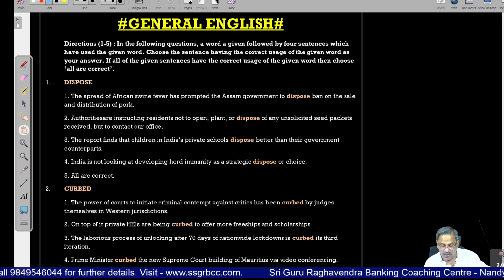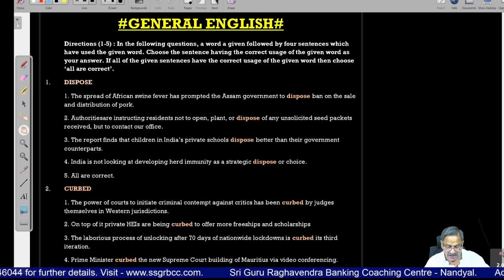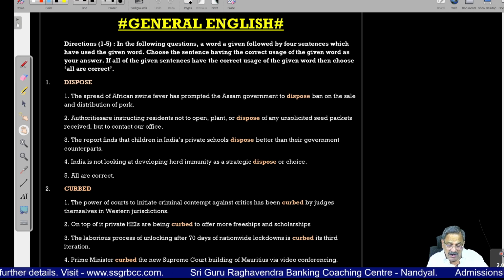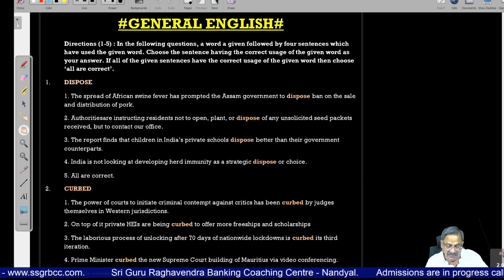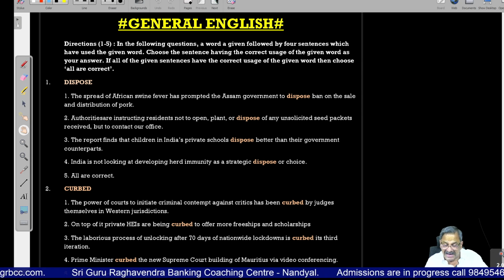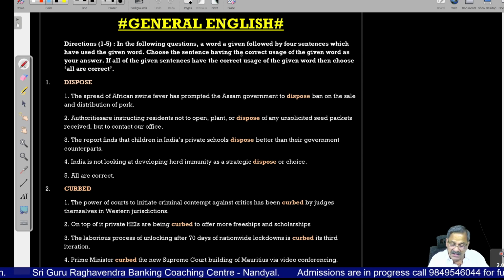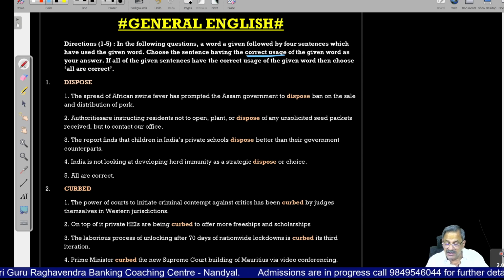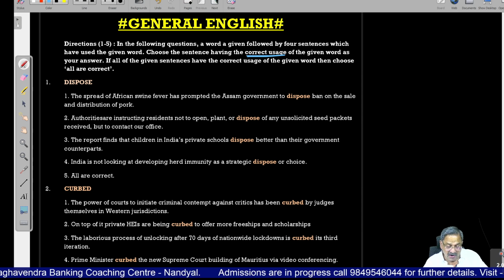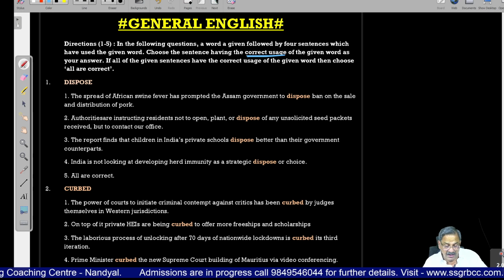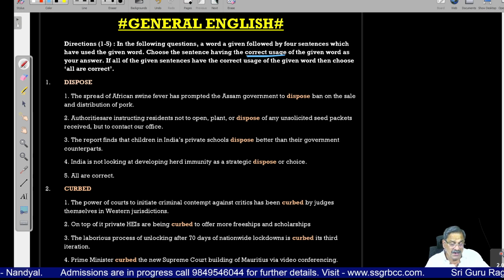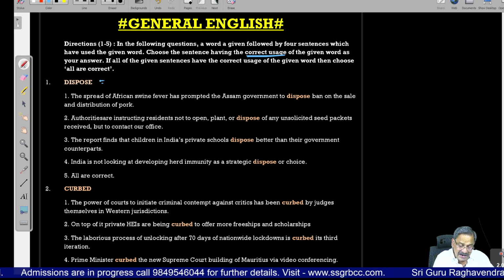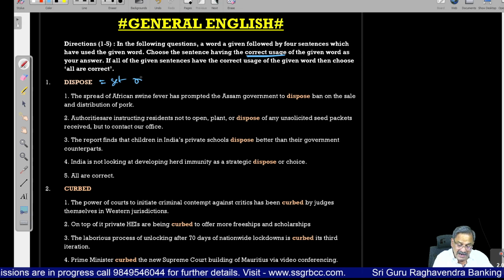To dispose. Okay, here in the following questions, a word is given followed by 4 sentences which use the given word. Choose the sentence having the correct usage of the given word as your answer. If all the given sentences have the correct usage of the given word, then choose all are correct. That is the 5th one. Dispose means get rid of. Get rid of.